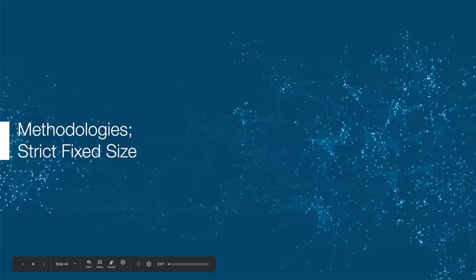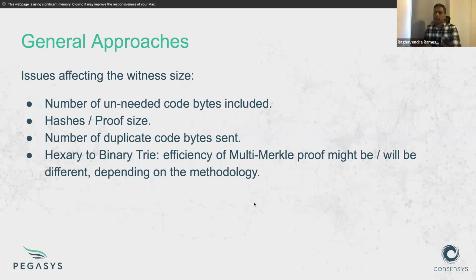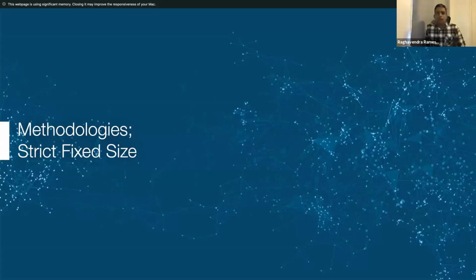Thanks, Peter. I'll now explain some of the basic ideas for code Merkleization, or the alternatives to the extreme approach where we send the entire code. I'll explain three approaches: strict fixed size, and jump test approach. Let me start with the strict fixed size.